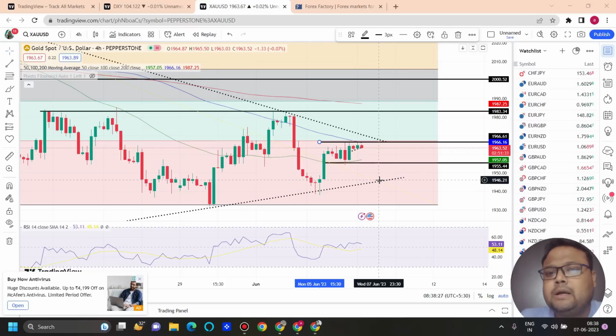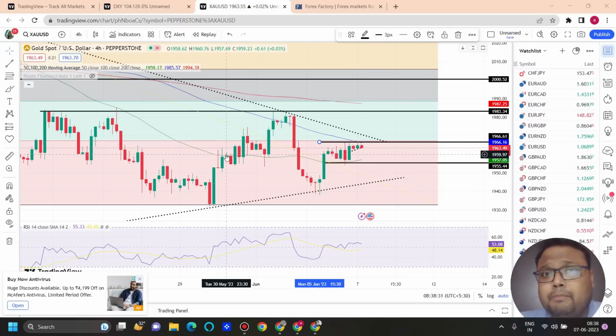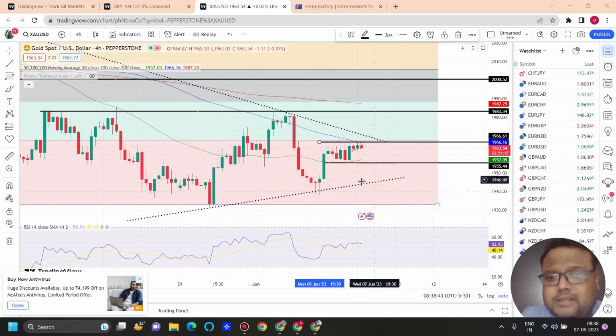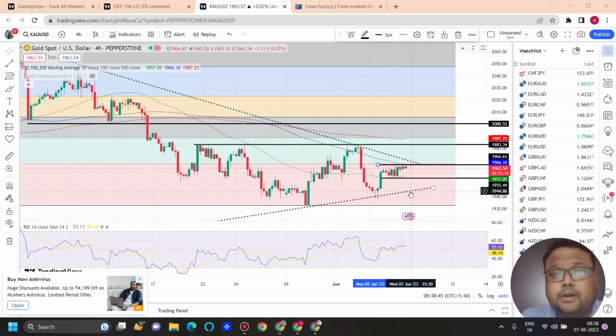So as a result, I will not recommend a buy opportunity as of now. If the market takes support in the live market during the US session or when there will be a breakdown, then we can think about taking a buy position in the line at the bottom. But otherwise, it's better to avoid right now.